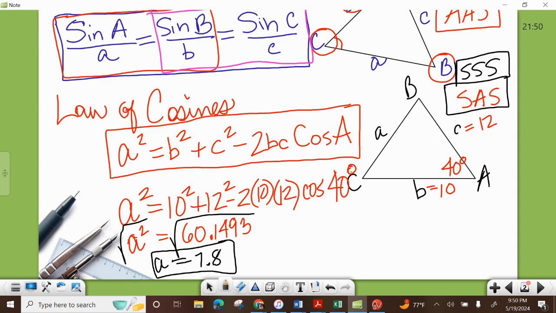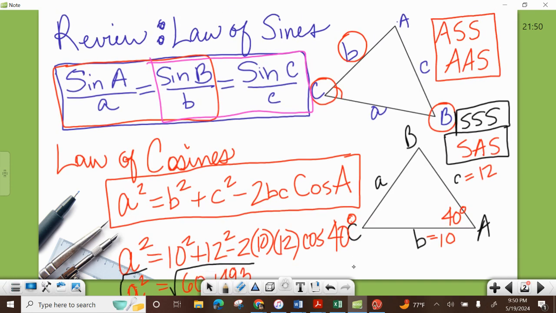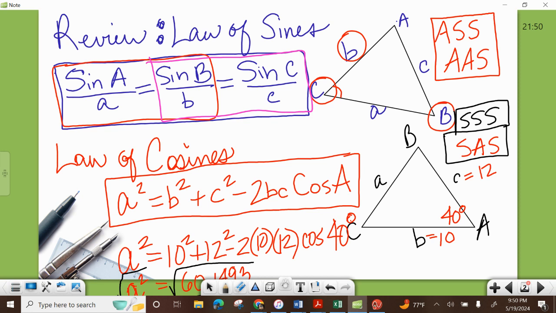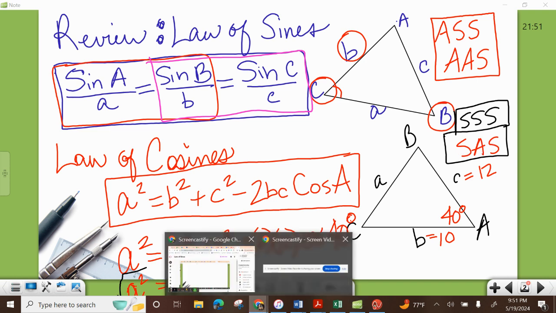And remember the rules when you use the law of sines and the law of cosines. There are specific sets of rules that you have to follow in order for those to work. Law of sines is when you have 2 sides and a non-included angle, or 2 angles and a non-included side. Law of cosines is when you have all 3 sides, or you have an angle included between 2 sides. And that should help you solve your triangles.